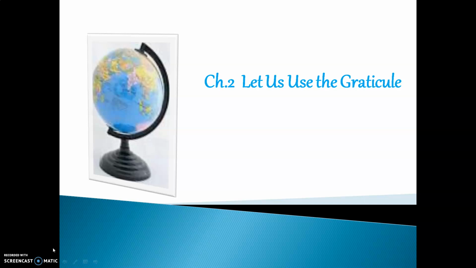Let us use the latitude. We have learned the meaning of latitude in chapter 1. Today we're going to learn how to use the latitude. For example, how to locate a country, or locate any ocean or continent on the globe by using the latitude.